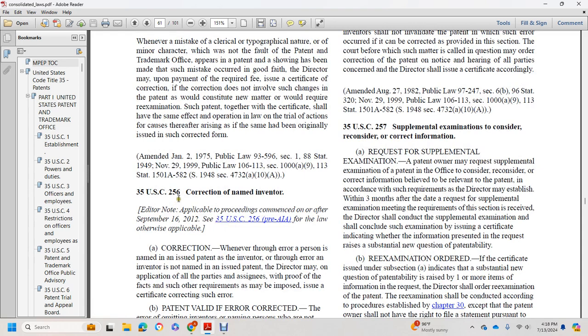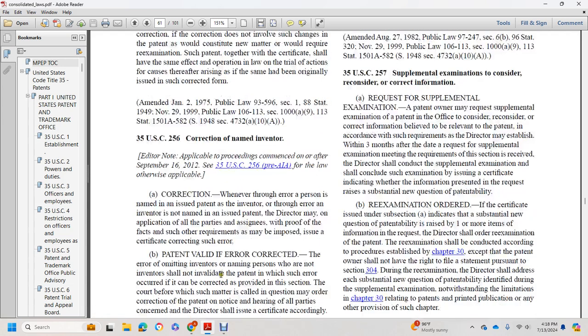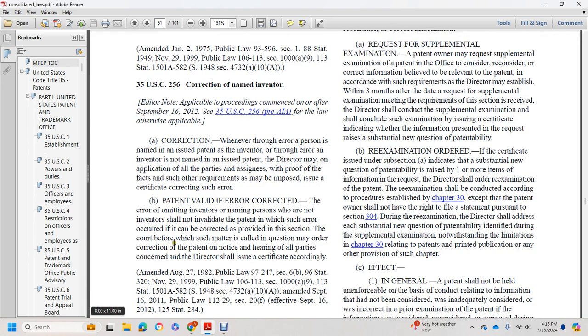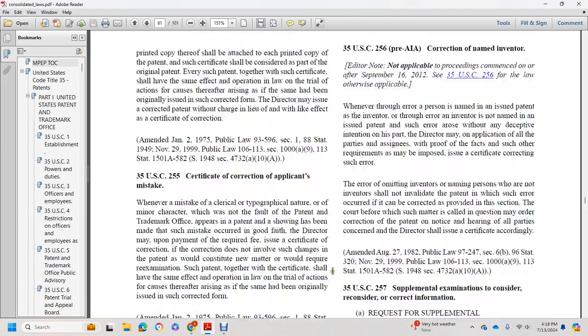Title 35 U.S. Code 256, Correction of named inventor. Whenever through error a person is named in an issued patent as the inventor, or through error an inventor is not named in an issued patent, the Director may, on application of all the parties and assignees, with proof of the facts and such other requirements as may be imposed, issue a certificate correcting such error. The error of omitting inventors or naming persons who are not inventors shall not invalidate the patent in which such error occurred if it can be corrected as provided in this section. The court before which such matter is called in question may order correction of the patent on notice and hearing of all parties concerned, and the Director shall issue a certificate accordingly.